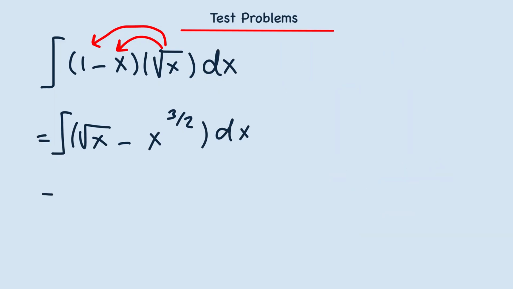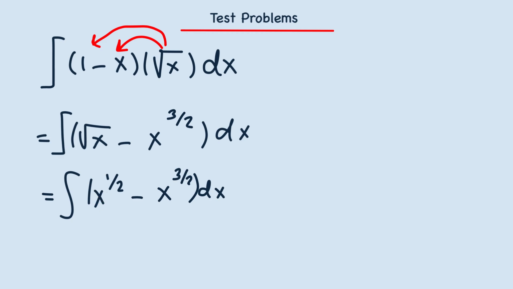Now let us rewrite the integral. Now instead of writing square root of x, I will write it as x to the power 1 over 2 minus x to the power 3 over 2 dx. Now I can simply integrate this part and this part separately.